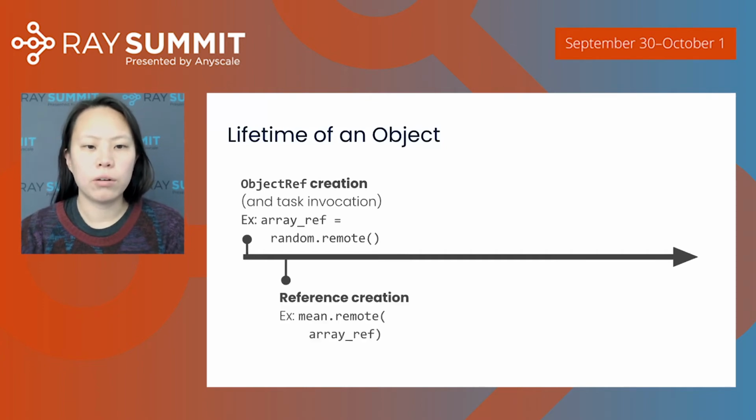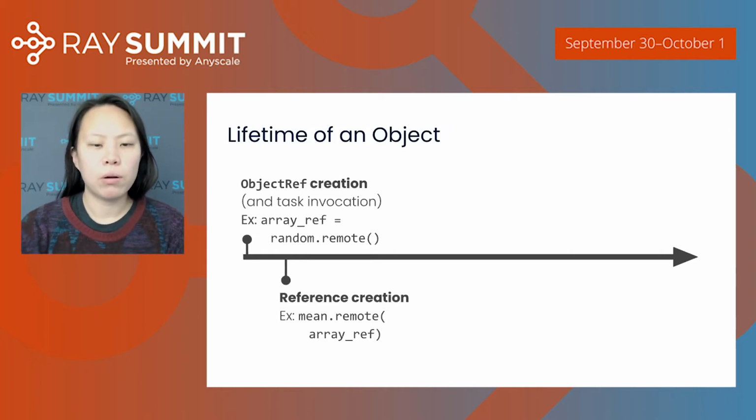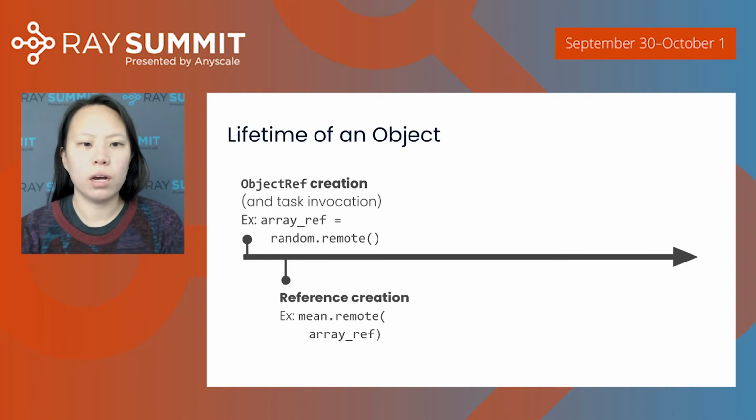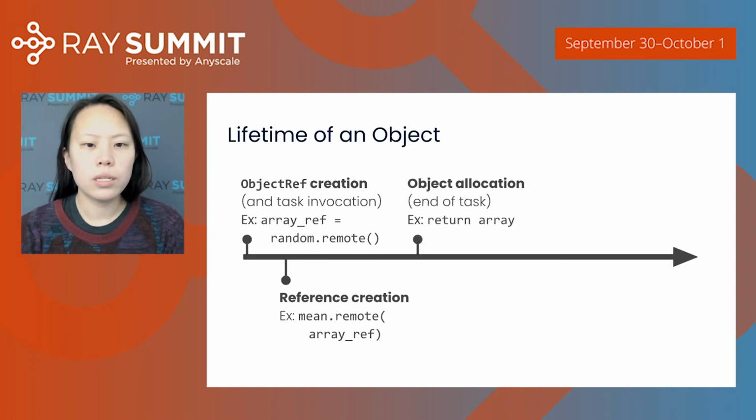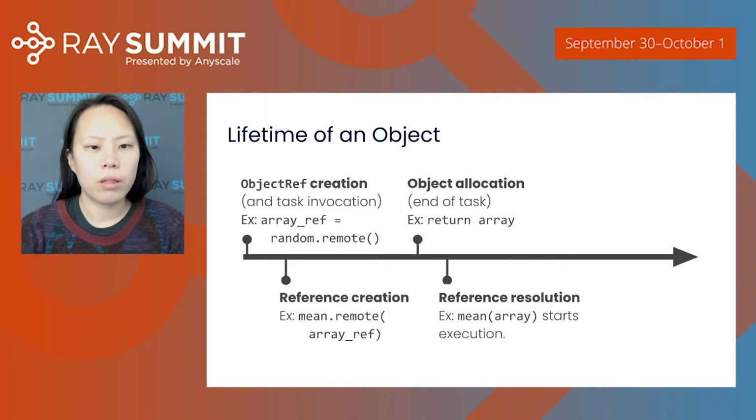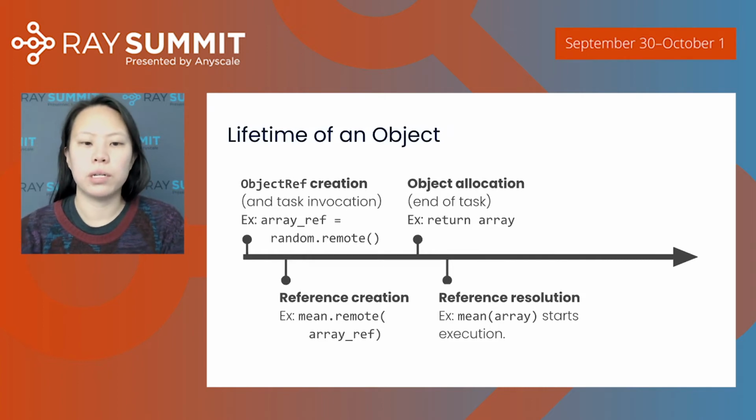Next, the application can create other references to the object value even before the object value has been computed. For example, our program did this when it passed the array object ref as an argument to the mean task. Once the task actually executes, we can allocate memory for the returned object. And now that the value is available, other reference holders can get or resolve the value of the object. So for example, the downstream task that we submitted earlier could resolve its reference to array and start execution.